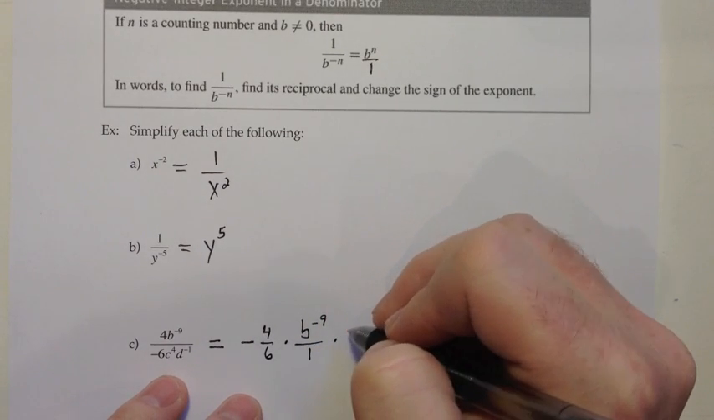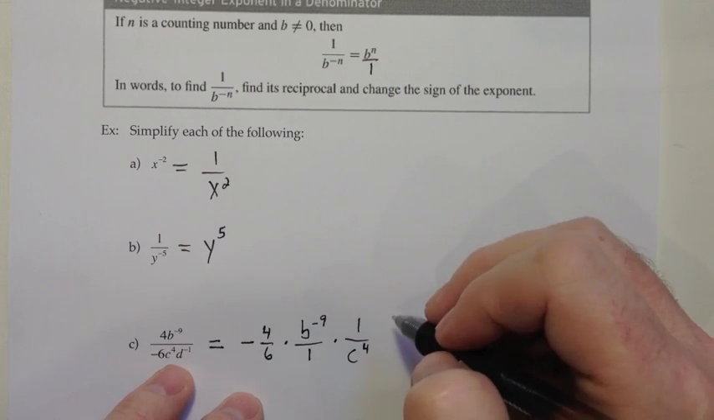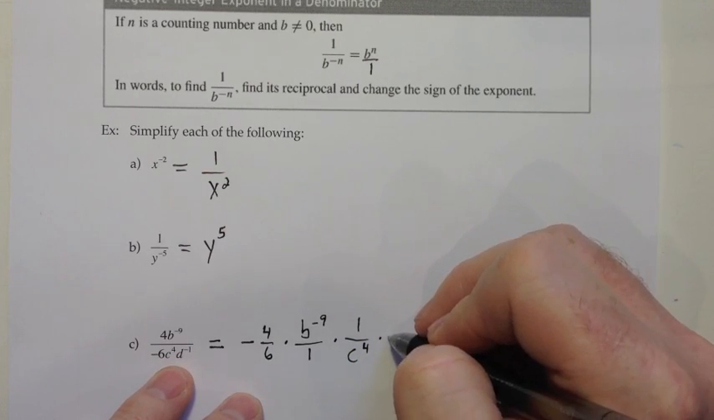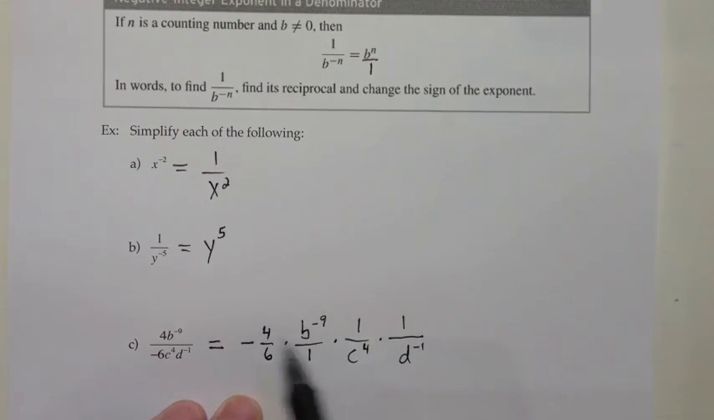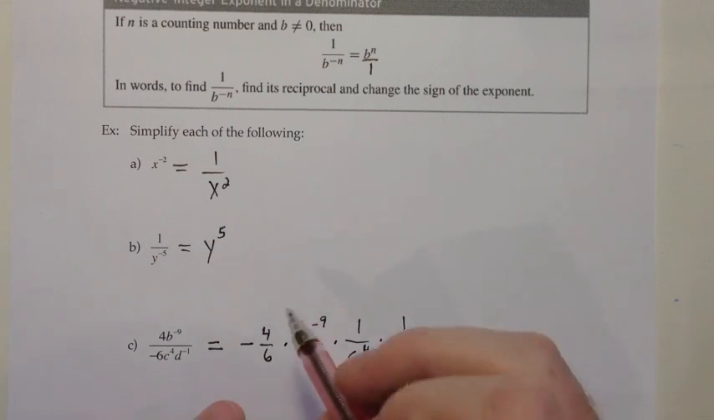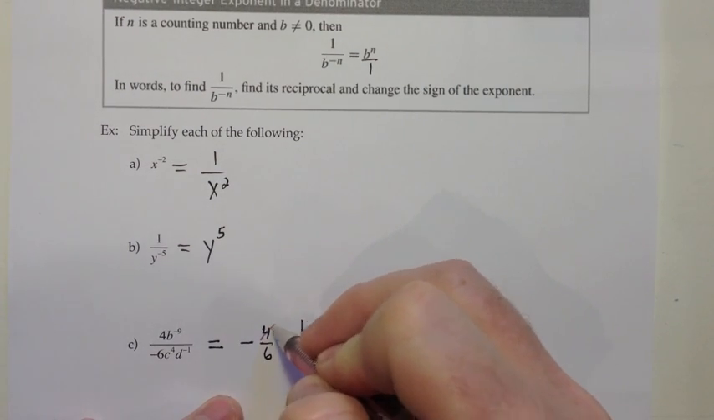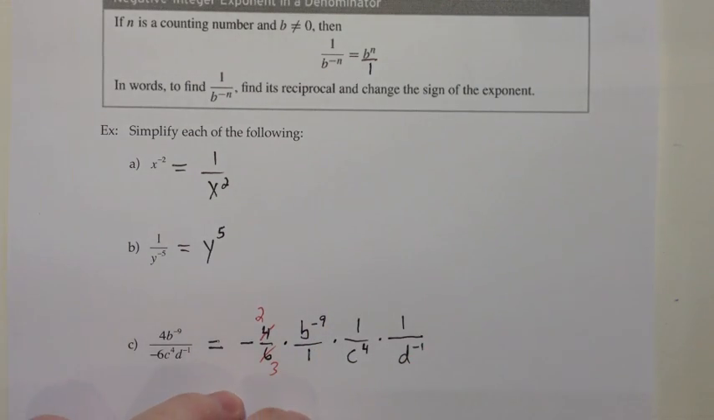C to the fourth is in the denominator, so I'm going to write that as 1 over c to the fourth. And d to the negative 1, that's in the denominator, so I'm going to write that as 1 over d to the negative 1. And if you were to multiply across here, you'd get right back to where you started. And I'm going to start doing some simplifying now. The 4 and 6 have a common factor of 2, so I'll cancel that, and that'll reduce that to 2/3.